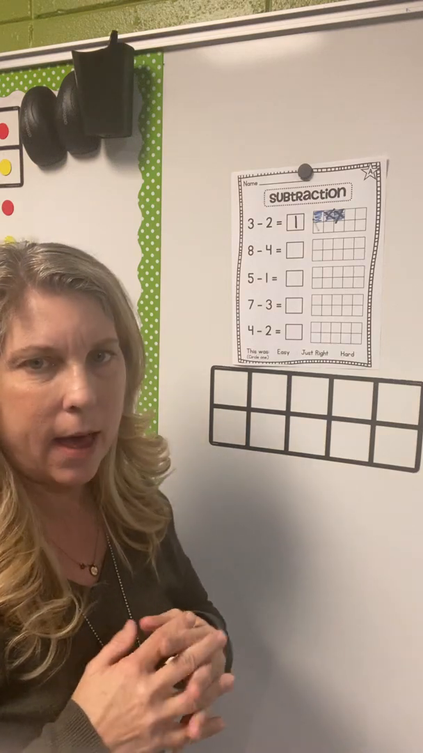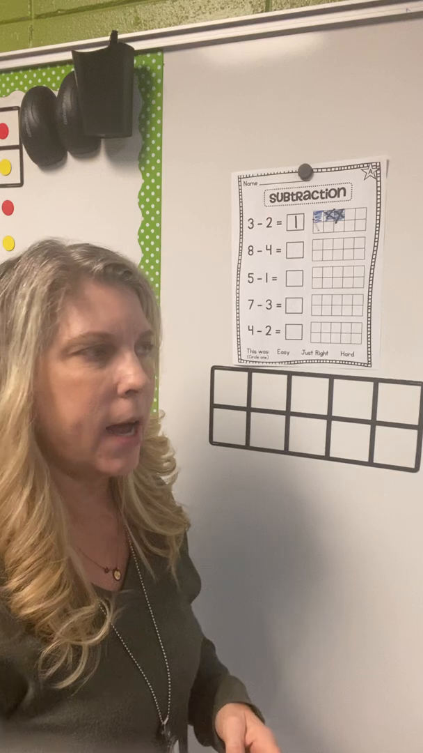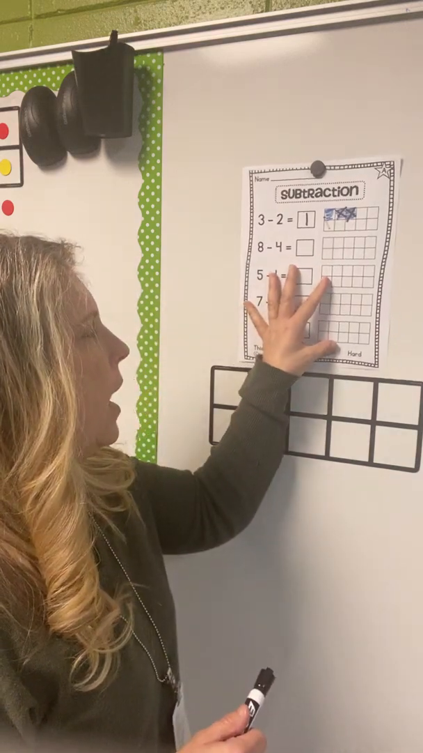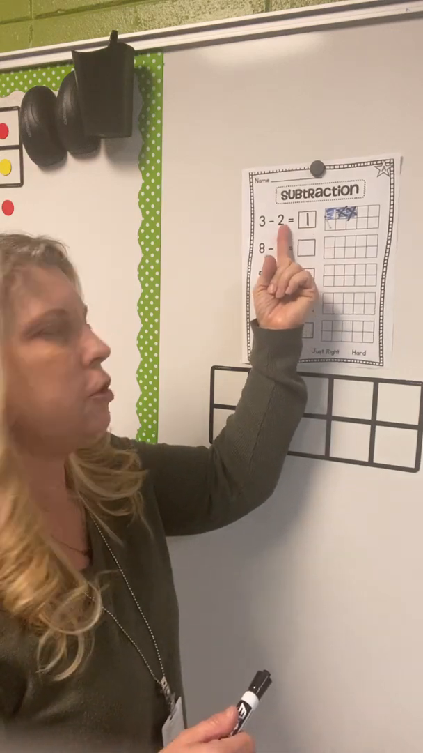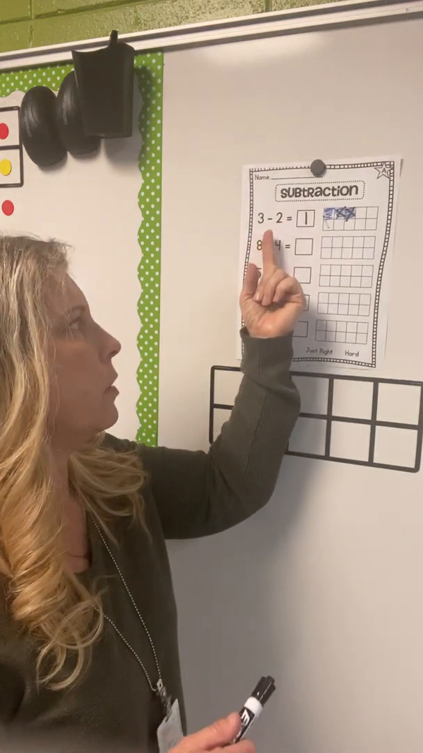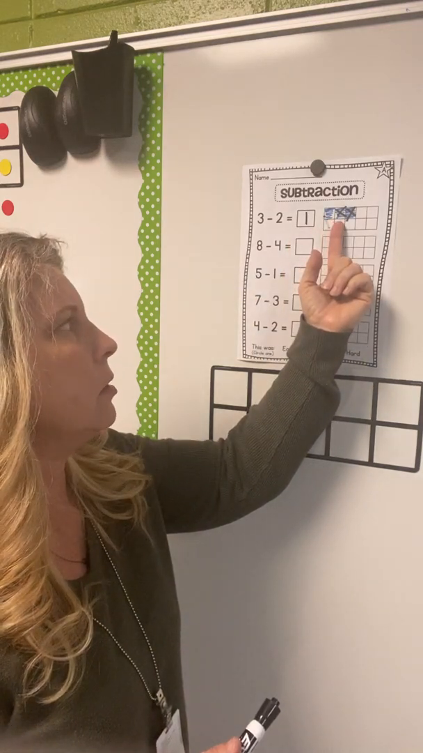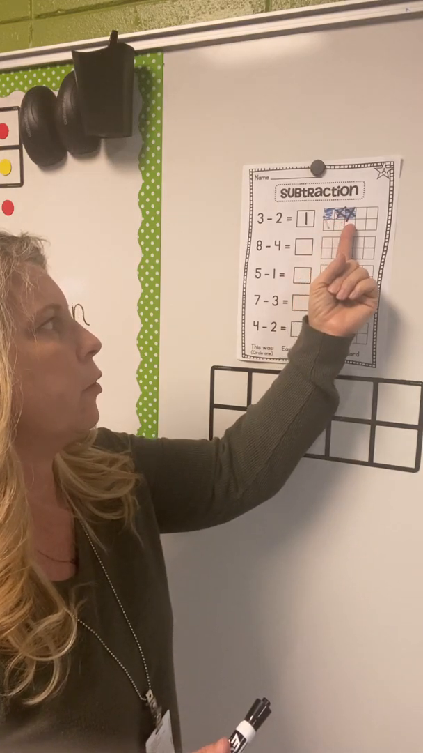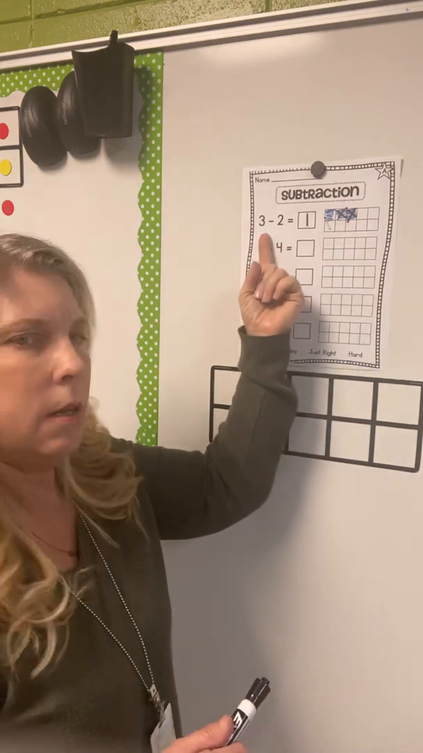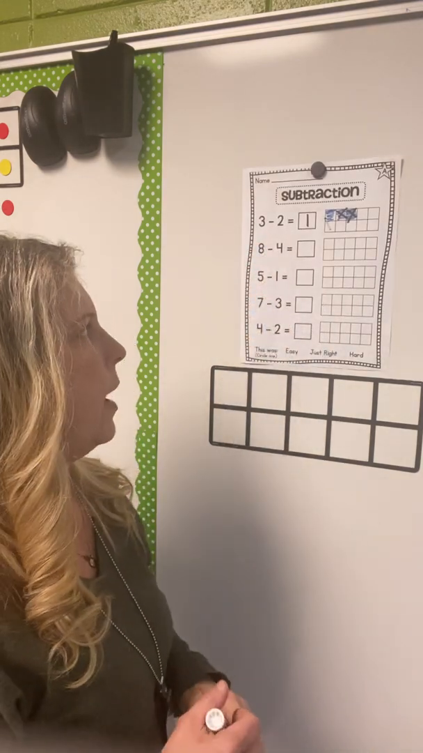I can check that answer to see if it's correct, can't I? I can check it with addition, and we've talked about this before in Mrs. Matson's class, I know for sure. I can turn it around and I can say 1 plus 2, and it should equal 3. So 1 plus the 2 I X'd out should equal 3. Let's count. 1, 2, 3. Yep, that's 3. There's my first number 3 that I started out with, so that answer is correct.